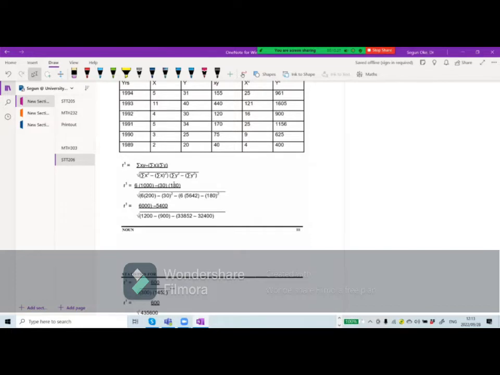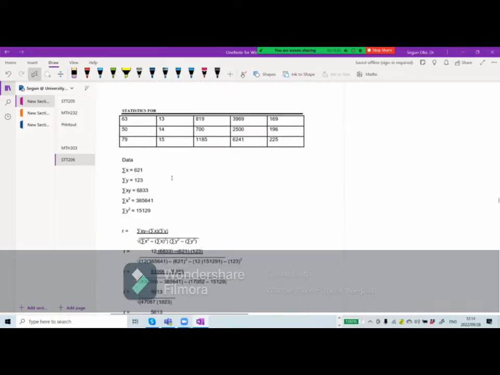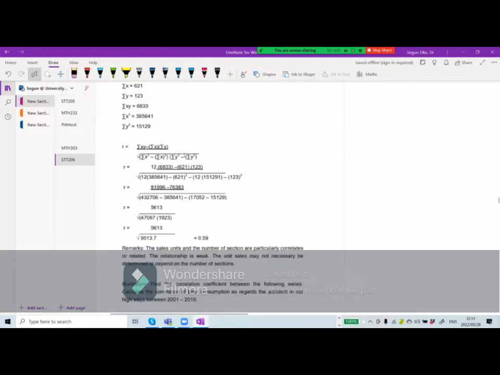They said R is equal to summation of xy minus summation of x times summation of y, over the square root of summation of x squared minus summation of x all squared, then multiplied by summation of y squared minus summation of y all squared. So they use this formula also to solve different problems. We are going to look at it one after the other.